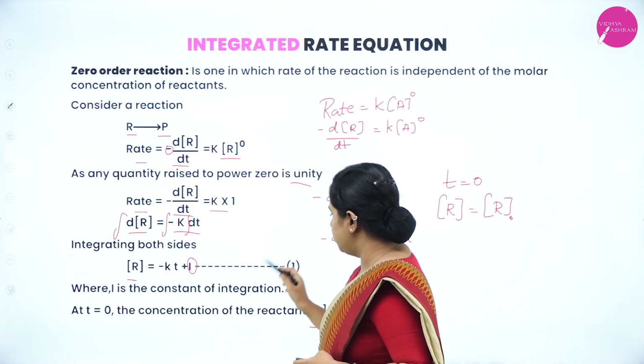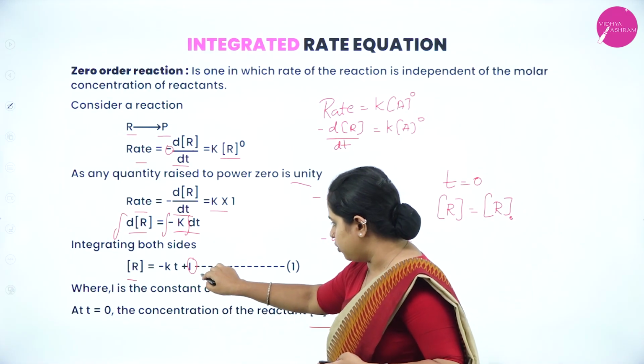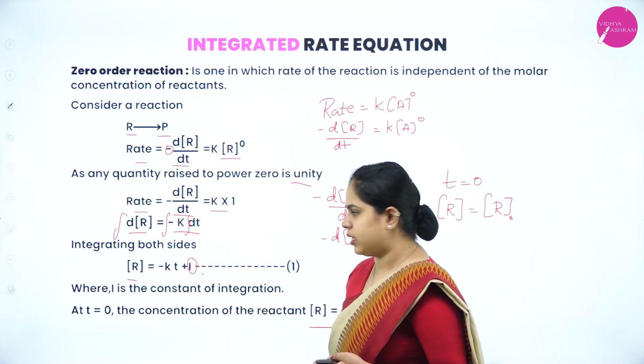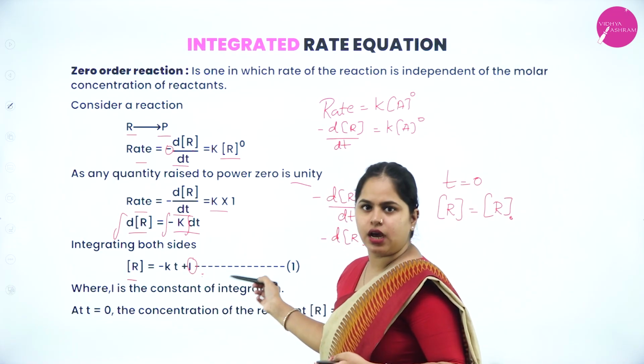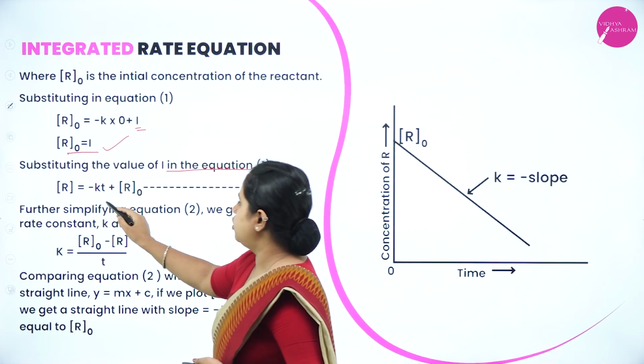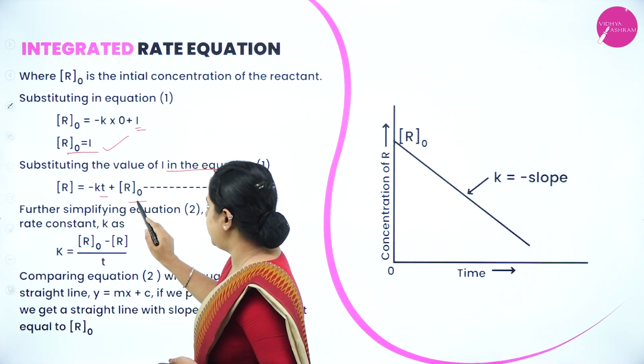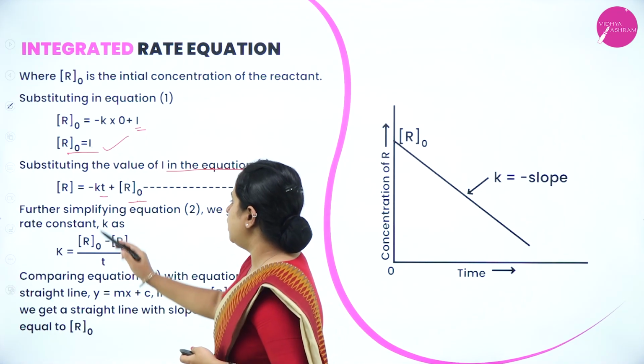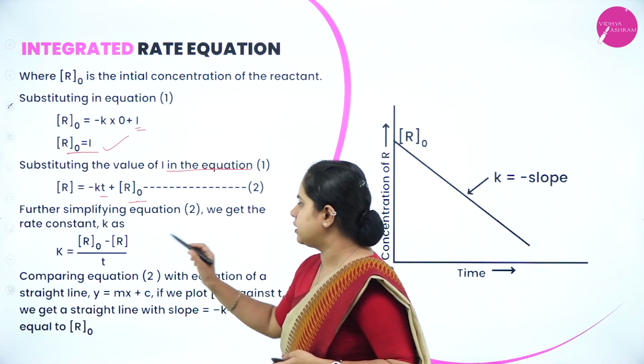Now what we are going to do is that I, that is R0, we are going to substitute here. So what you will get? R is equal to minus kt plus R0. So R is equal to minus kt plus R0. This I value we are substituting here. Now further simplifying equation 2, we get the rate constant.